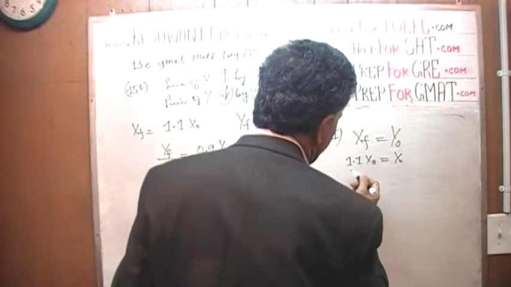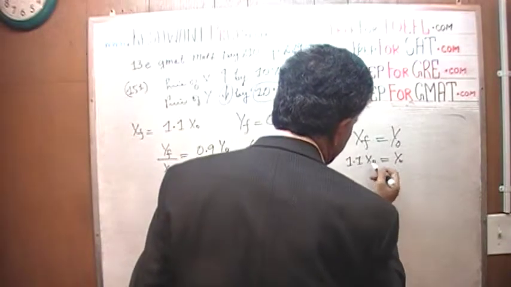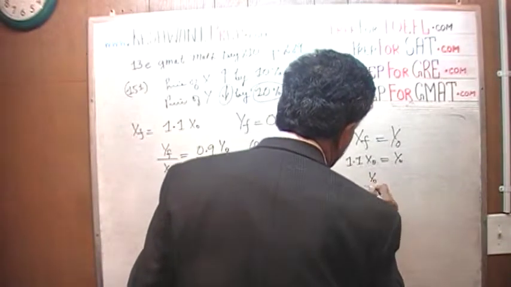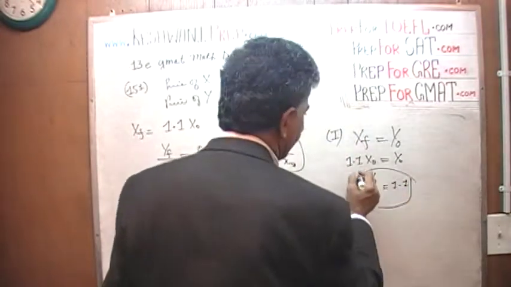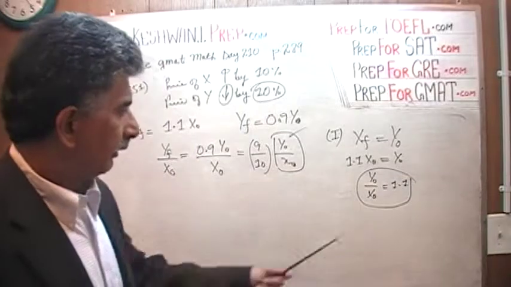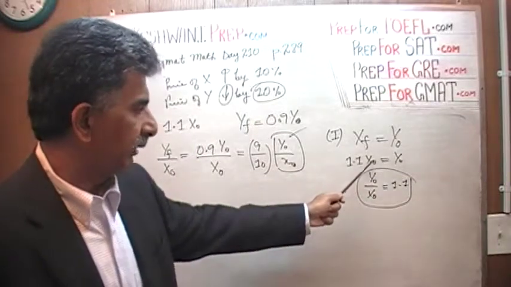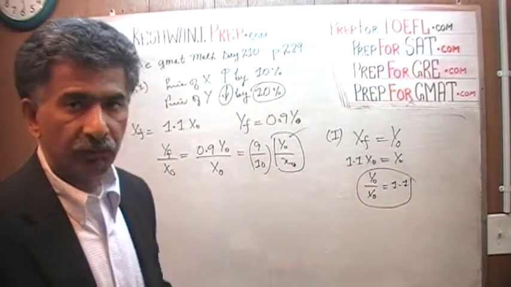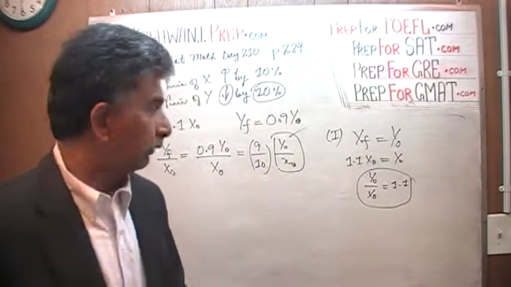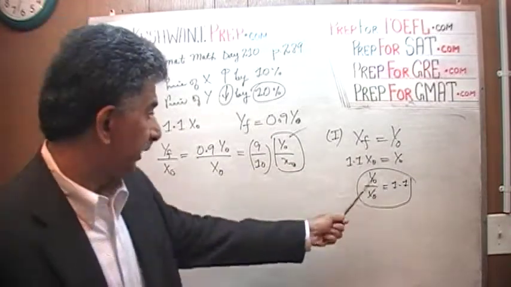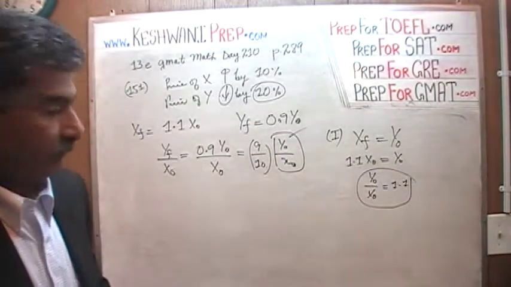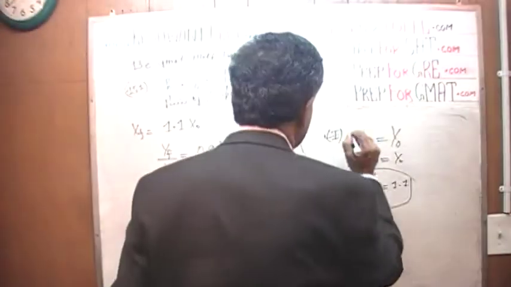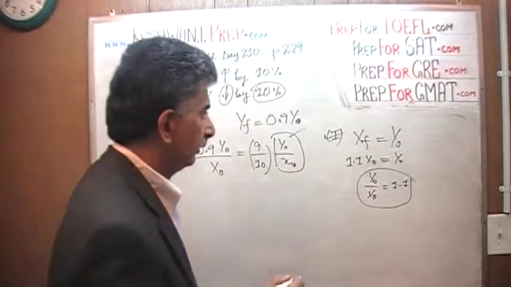If we divide both sides by X naught, then Y naught over X naught would be simply 1.1. Once we know that part, we can multiply it by 9 over 10 and we'll get the ratio that we're looking for. That's all. The first statement does the job. The first statement is sufficient.